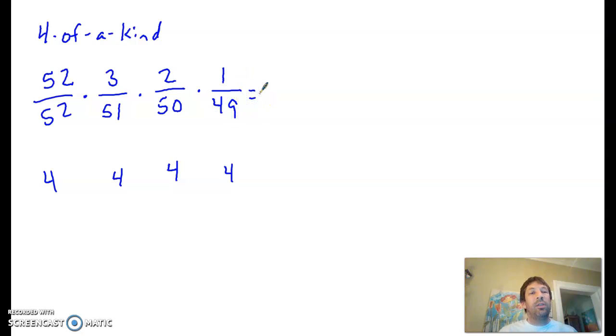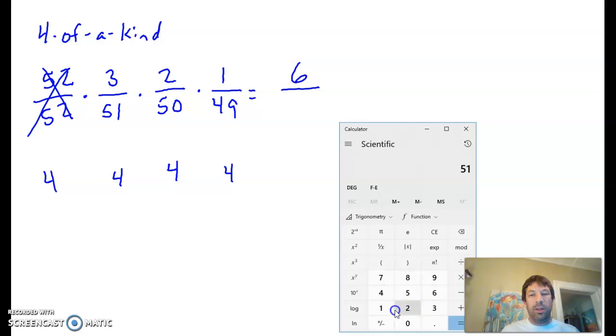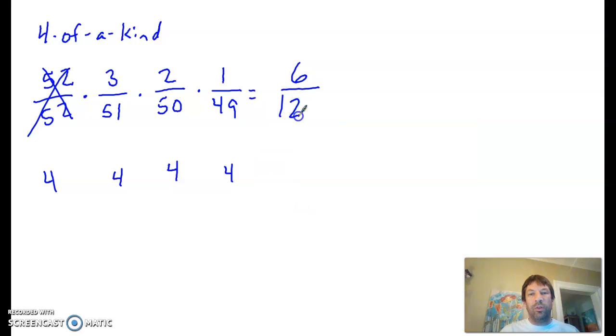cards left. So this first fraction is just 1, so 1 times all this other stuff, so we don't even really need this first fraction. And then we could take 3 times 2 times 1, that would be 6, over 51 times 50 times 49, which is 124,950. Okay, and then we could simplify that or turn that into a decimal. But if we're looking for 4 of a kind, this is how we would do it.